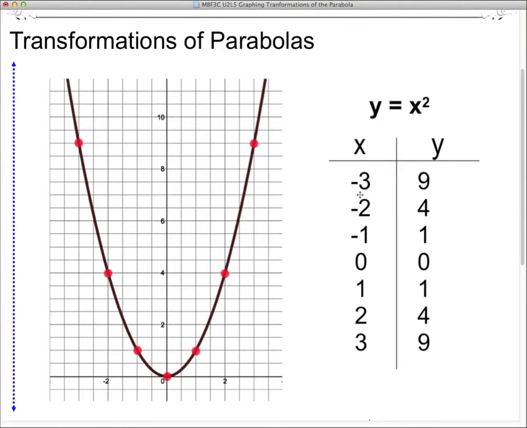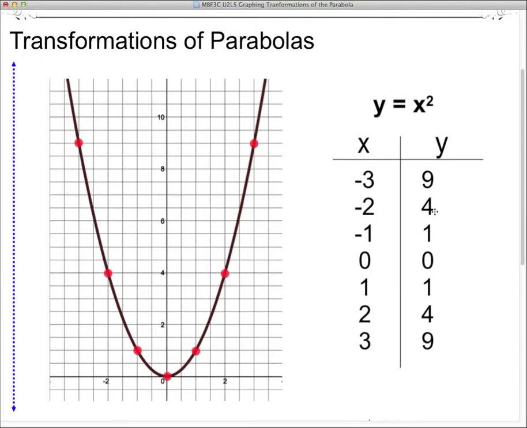So -3 times -3 gives us 9. -2 times -2 gives us 4. -1 times -1 gives us 1. And if we go back up the positive side, we get the same answers. And that's what gives us the symmetry of this parabola. So take a look at this. Woohoo! There's our symmetry of our parabola.